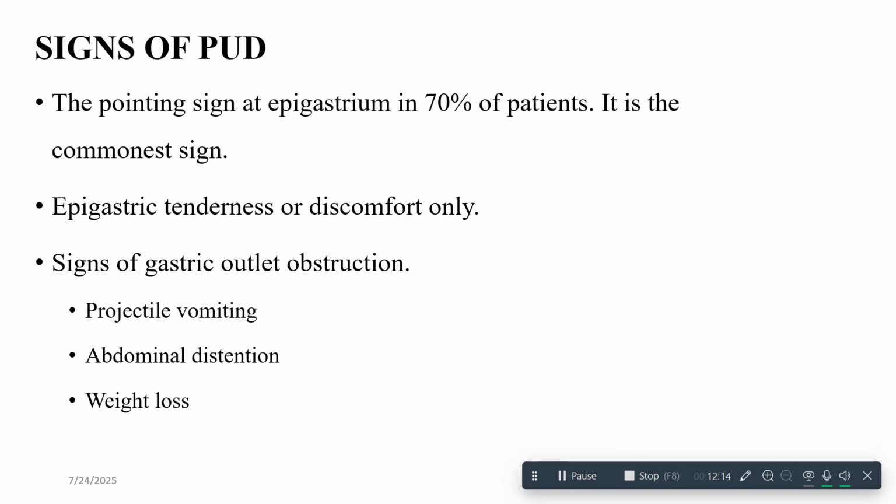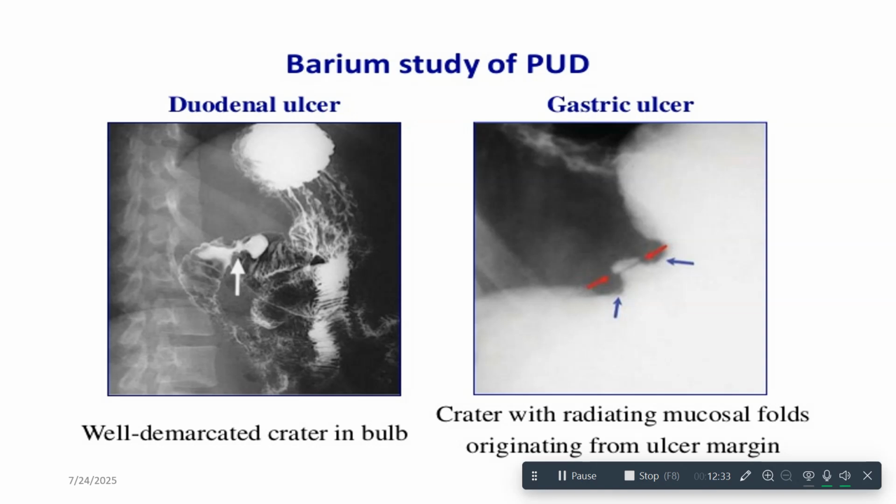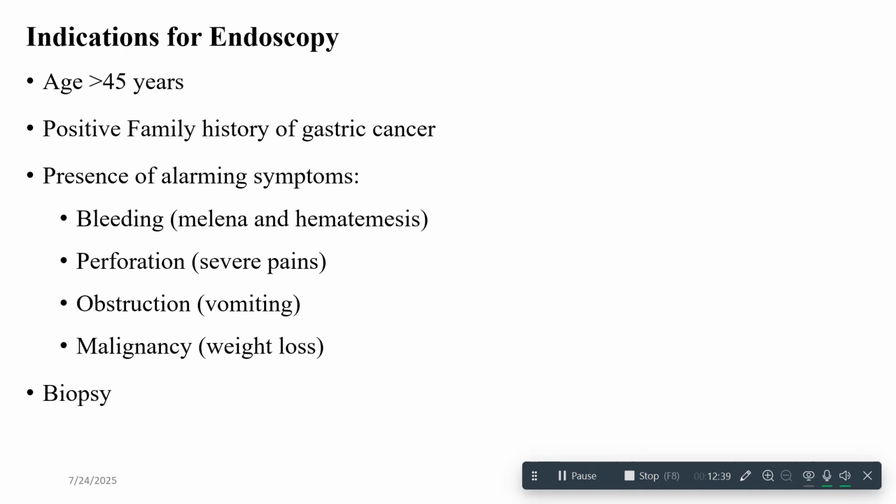Epigastric tenderness or discomfort. Then what are the signs of gastric outlet obstruction? We have projectile vomiting, abdominal distension, and weight loss. Investigations include Helicobacter pylori detection, urea breath test, and endoscopy, which remains the gold standard in diagnosis of peptic ulcer disease. Then we have barium swallow. This is a picture showing barium study for PUD in duodenal ulcer and in gastric ulcer.